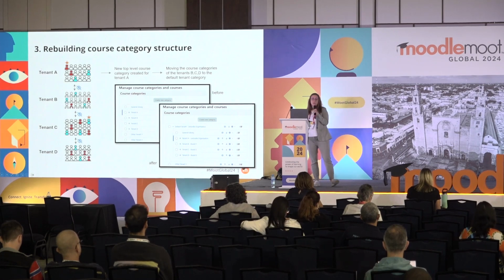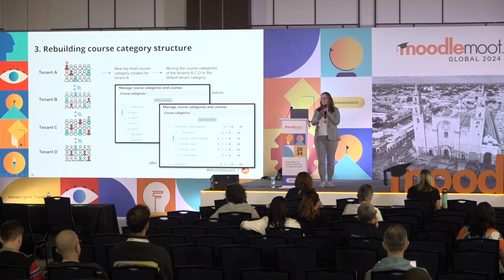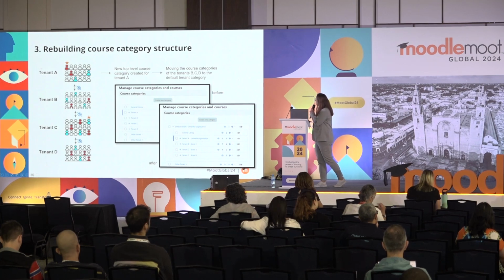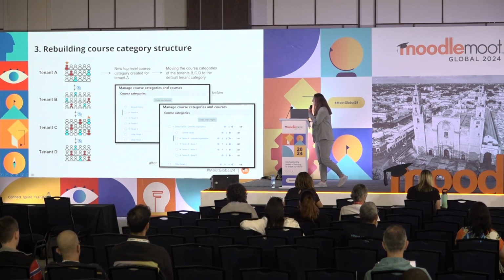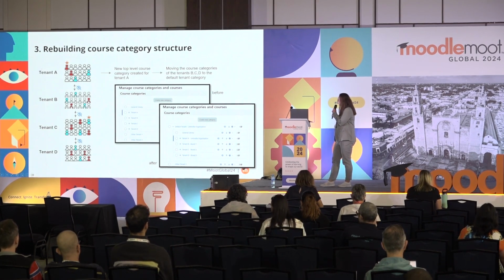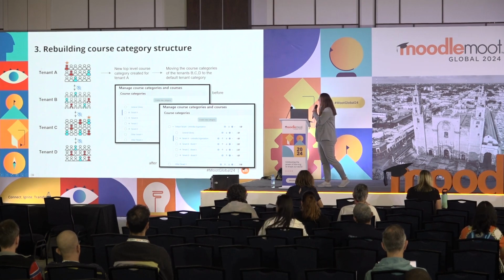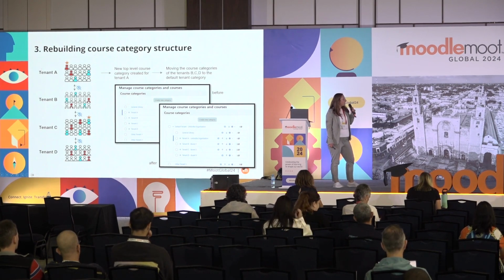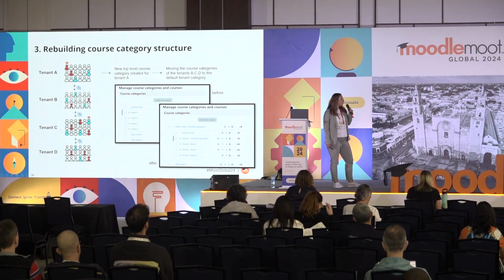So the next step was the rebuilding of the course category structure. If you see here, we have the before screenshot, and we can see that the course category structure shows that we have a course category for each tenant, so tenant A, B, C, and D. So we moved these categories into one default tenant and named that the umbrella organization, and then we put all the other course categories of the sub-brands into this default course category.